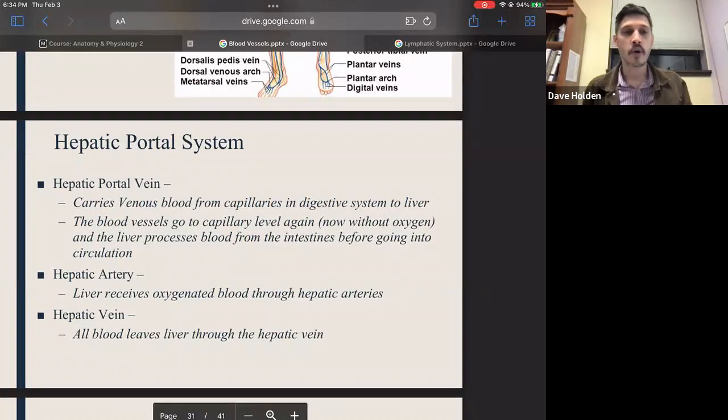Okay, so the hepatic portal vein. That word hepatic tells you we're dealing with the liver. The portal vein is carrying blood to the liver. So we are collecting blood from the capillaries in the digestive system. It's coming to the liver. Those vessels will go to capillaries again, now with less oxygen. The liver processes the blood from the intestines before returning it to circulation. The hepatic artery will deliver oxygenated blood. The hepatic vein will return all blood from the liver.